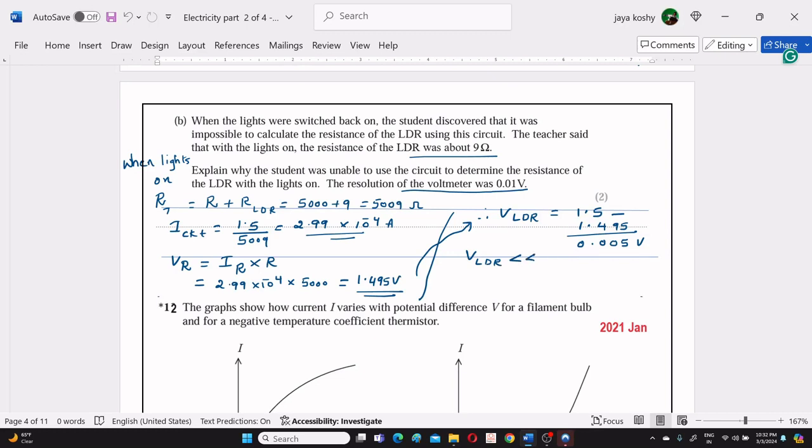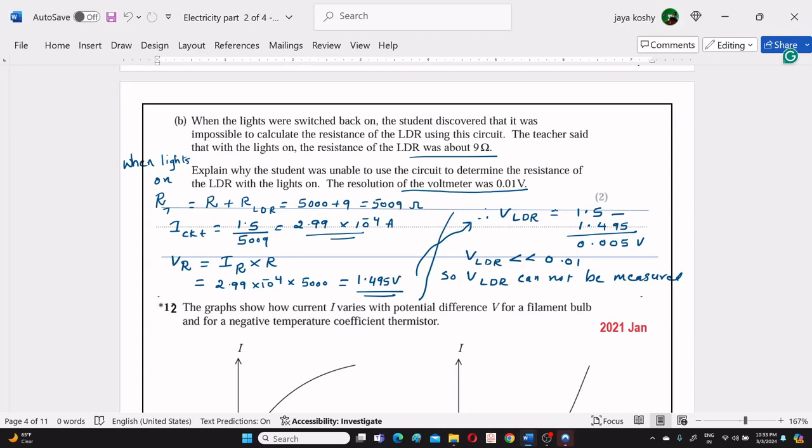So this voltage drop across the LDR is very small compared to the 0.01 resolution. So the voltage drop across the LDR cannot be measured using this voltmeter.